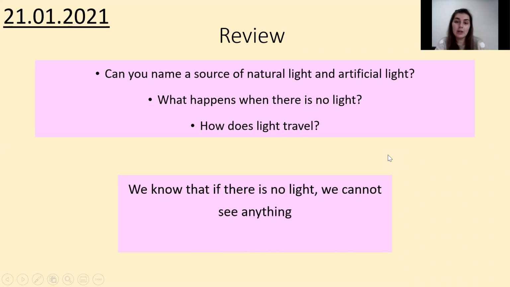We know that if there is no light we cannot see anything, and light travels in straight lines. So last week's investigation showed us that without light we cannot see, and today you will need to keep this in mind because we are going to be able to explain the science behind this.